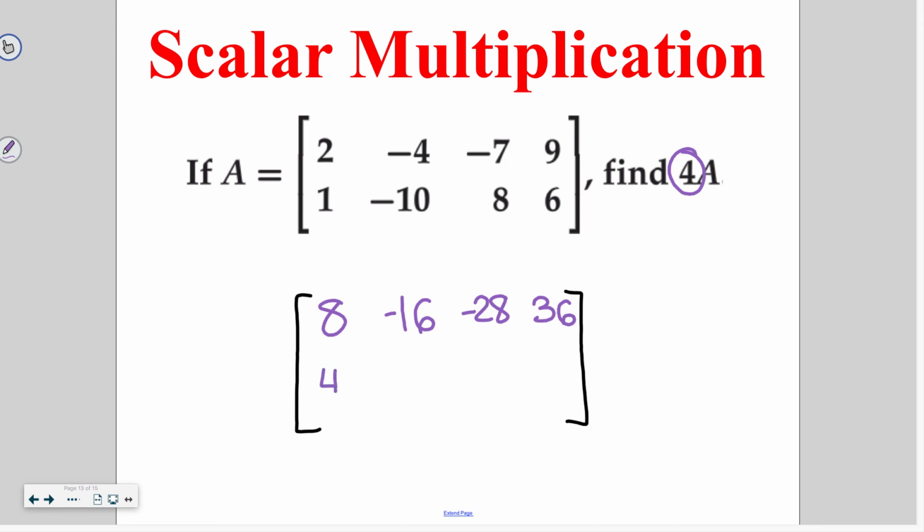1 times 4 is 4. Negative 10 times 4 is negative 40. 8 times 4 is 32, and 6 times 4 is 24. So we've just taken the whole matrix and multiplied it by a scalar of 4.